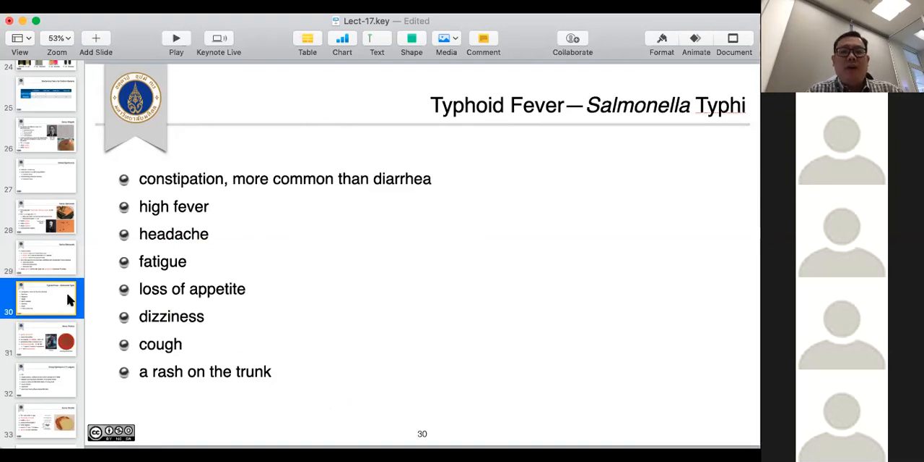So typhoid fever, you probably get a high fever. Unlike the other diarrheal diseases, where you have a low-grade fever. Or some people get no fever but stomach ache. You probably get headache, fatigue, loss of strength, don't want to eat, okay, chills, cough, and some people get a rash on the tongue.